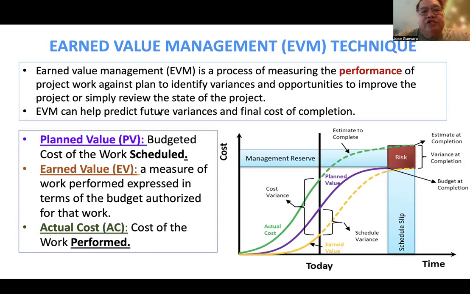So EVM compares three things: what we plan to accomplish, what we actually accomplished, and how much money we actually spent. So using these three measurements, we can determine project performance today and forecast the future. So look at the graph on the right side. Notice that there are three curves: planned value, earned value, and actual costs. So the distance between these curves tells us whether we're on schedule and on budget.